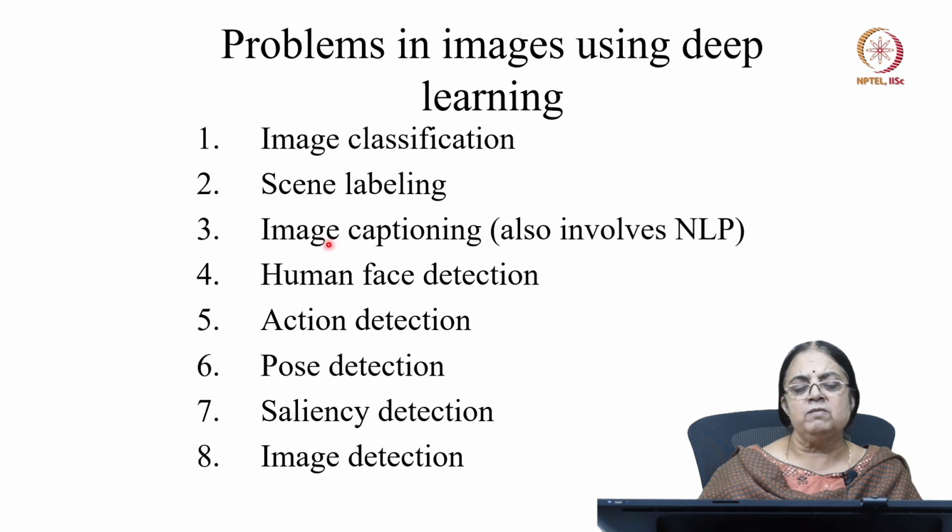Next is what is called image captioning. You have an image and looking at that image, can you give a caption for that image? That caption of course will be in the form of NLP, so this is again a cross-modal thing. Then things like human face detection. Which person are you looking at? Action detection, pose detection, saliency detection. What are the important parts? Image detection. So all these are problems with images.